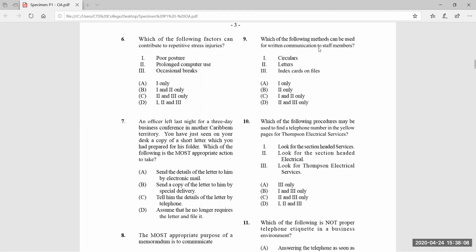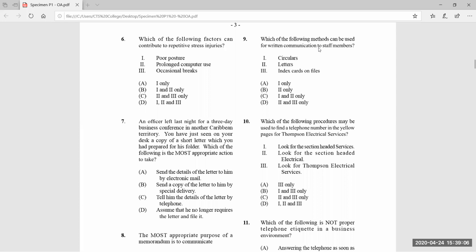Number 10. Number 10 will test your knowledge on how to use a telephone directory. You're in the yellow pages, and you have to find Thomson Electrical Services. How would you go about looking for Thomson Electrical Services? What are the steps? Read through your answers and see which one you think is most appropriate. What exactly would you look for first? Would you look for Thomson first, electrical first, or services first? Which one? Services. Good. Always the last one, right? So you have to start looking under services first.